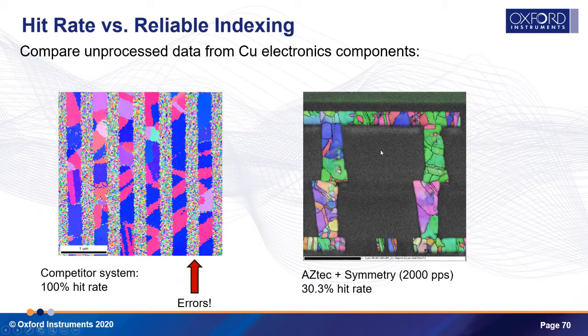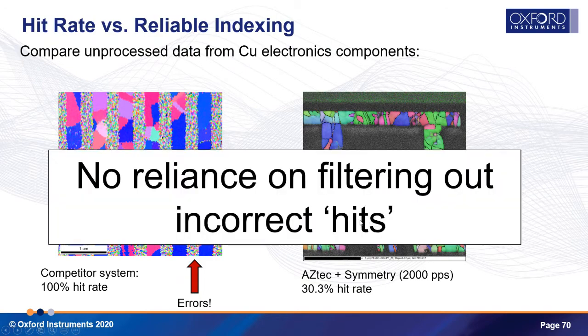This is silicon or silicon oxide, whatever. This looks like copper metallization to me, with some through silicon vias, and you see that we've only indexed the regions of interest. We haven't indexed all of this other stuff. So it's far more important, I think, to index correctly rather than just get a very high hit rate and then try to sort it out afterwards with some kind of confidence index.